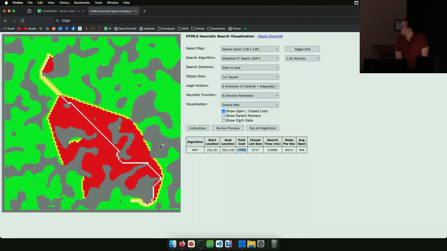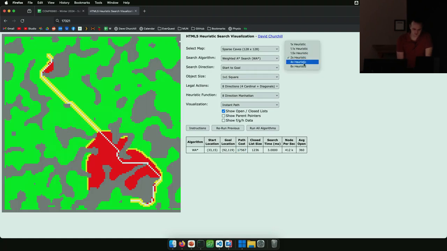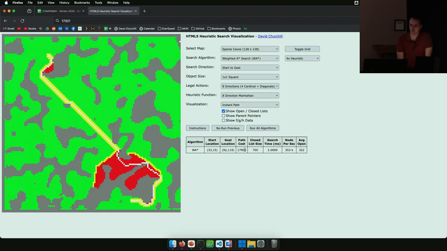Let's see where it's suboptimal. Can we see it here anywhere? Somewhere, yeah, look, it went down into here and then back when it didn't have to, right? The non-consistency of the heuristic now, which is 1.5 times h of n, is no longer guaranteed to find optimal paths. Let's keep going. 2 times the heuristic. 4 times the heuristic. The path cost is getting worse and worse because we're getting further from optimality, but it is trusting the heuristic more and more.